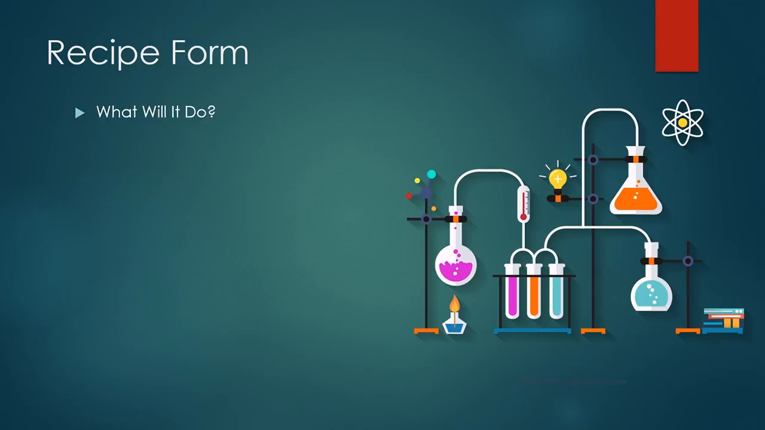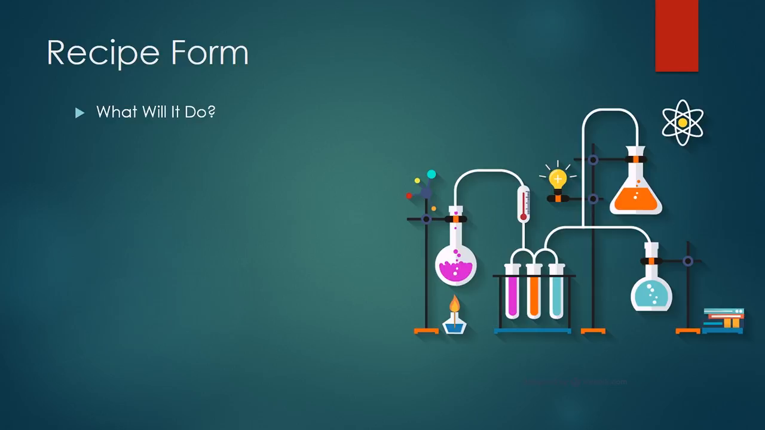So we need a recipe form, and well, what will it do? First of all, it's going to allow us to enter new recipes into the database. So then later on we can go to that recipe and say, yeah, let's make a mix of this, and then we'll get to that side of the database. But first of all, we need some way of entering the actual recipe into the database. And this is what this form's going to do.